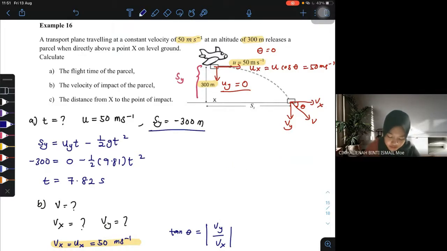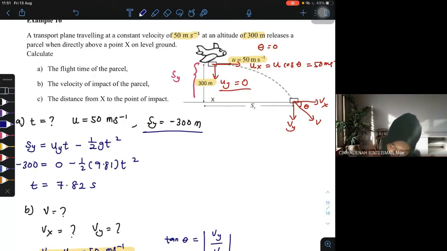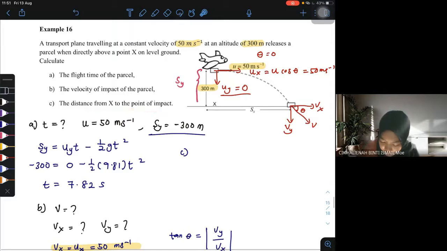Okay, kita tengok last one. Soalan C. Calculate the distance from X to the point of impact. So distance from X to the point of impact, which is here. So ni adalah actually displacement, vertical displacement. So dia daripada point X ni adalah level dia kan, dia punya origin, and then to here.